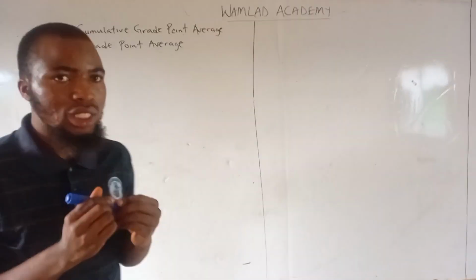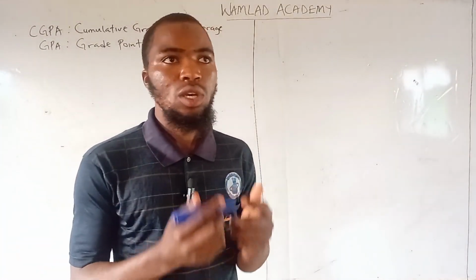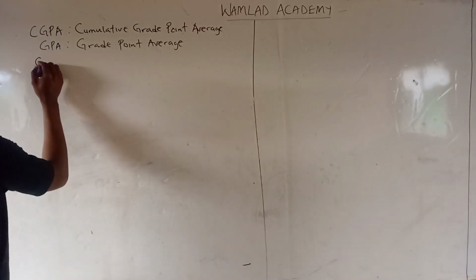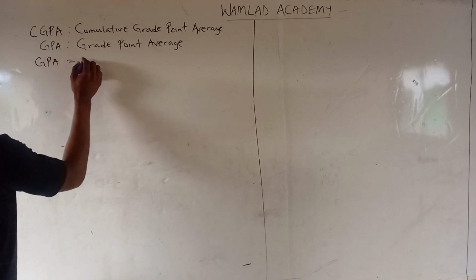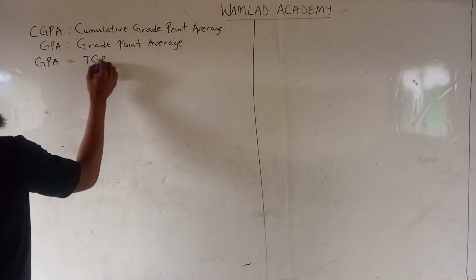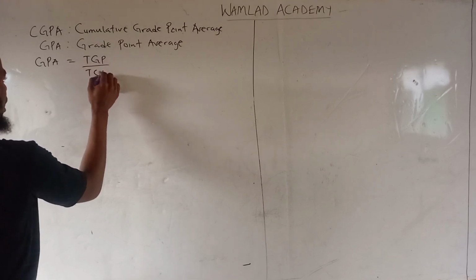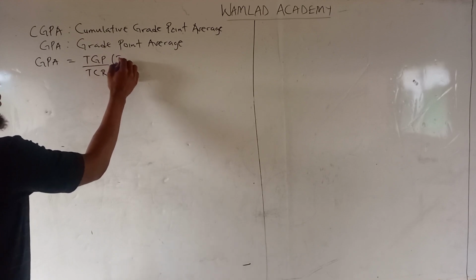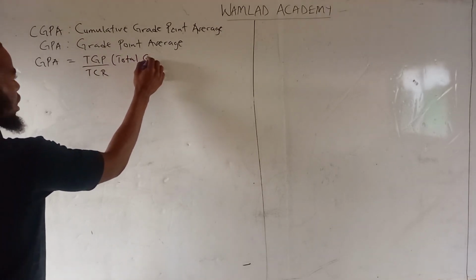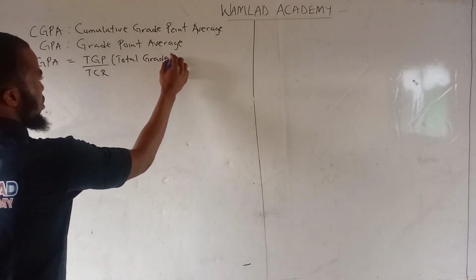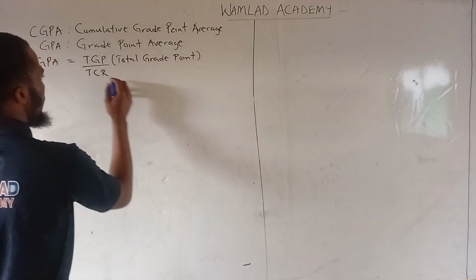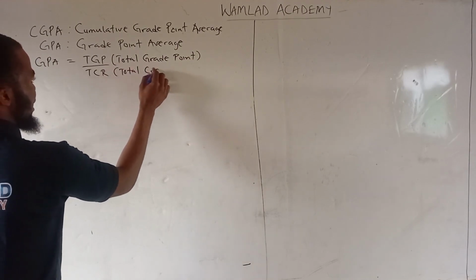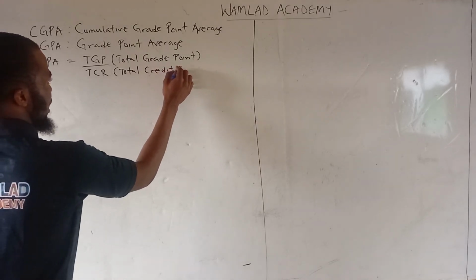And how can you calculate this GPA, grade point average? We have a formula to calculate GPA. Our GPA is equal to TGP over TCR. What does TGP stand for? TGP means total grade point, while TCR means total credit registered.